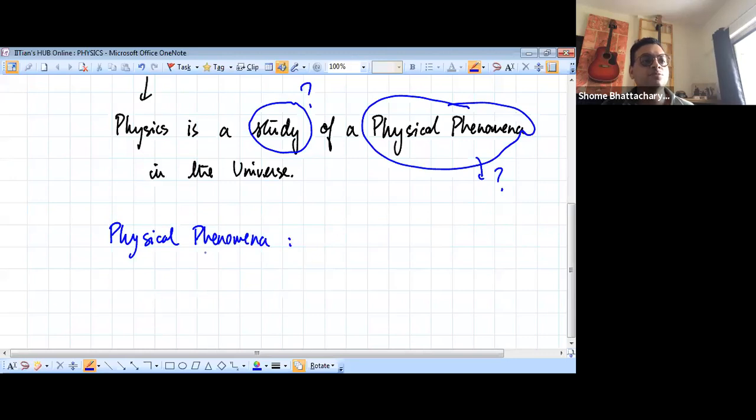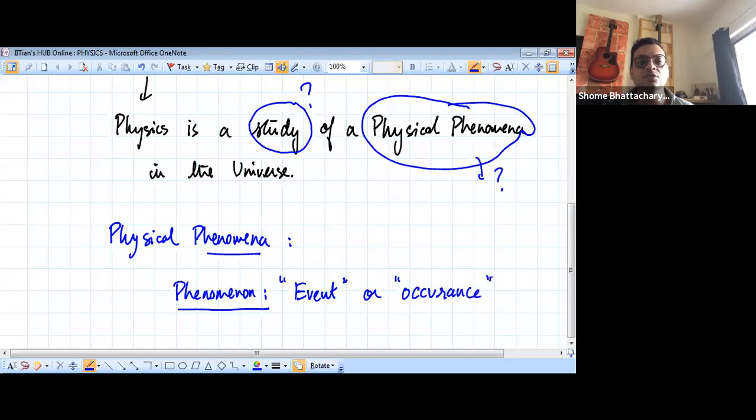phenomena, as you know, is the plural term for phenomenon. So what is a phenomenon? A phenomenon is just a very fancy, complicated word for an event. Or you can say an occurrence. So anything that happens, any event that happens or any occurrence that happens, that is called a phenomenon. And the plural of that is phenomena. Now, which type of occurrences or which type of phenomena are called physical?